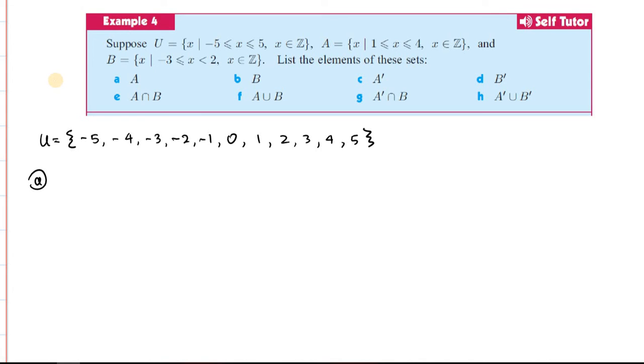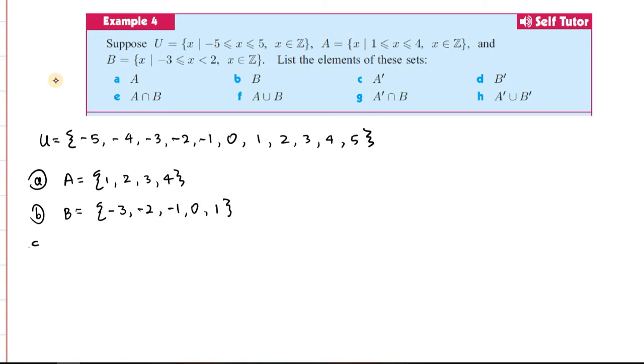Part A says list the elements of set A. So A is equal to 1 through 4 inclusive. So 1, 2, 3, 4. Done. Part B, we are listing the elements in set B. So that was -3 to 2, but not including 2. So -3, -2, -1, 0, 1, not including 2.